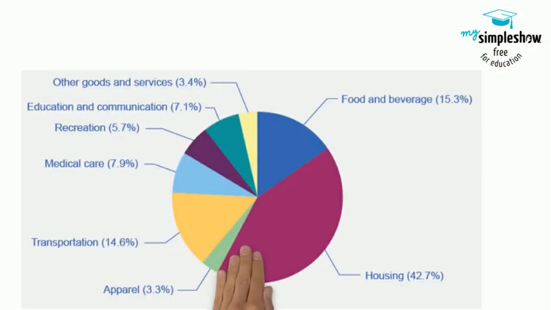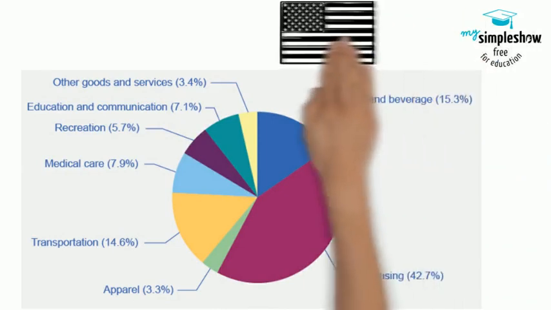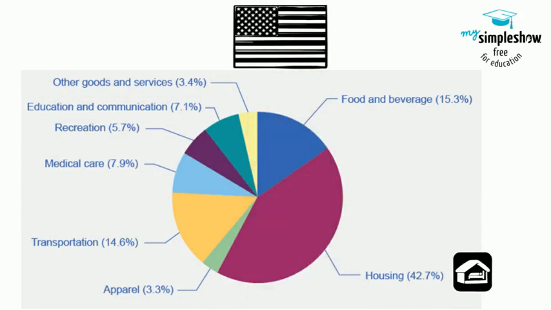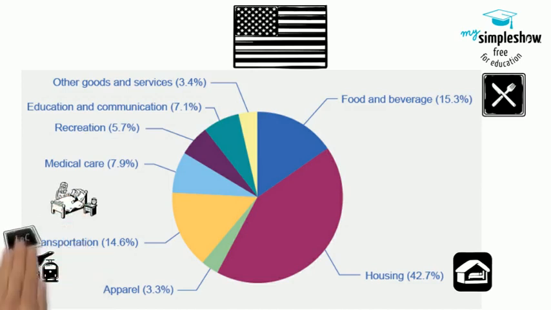Of the 8 categories used to generate the Consumer Price Index in the US, housing is the highest at 42.7%. The next highest category, food and beverage at 15.3%, is less than half the size of housing. Next is transportation, 14.6%, followed by medical care, 7.9%, education and communication, 7.1%, and recreation, 5.7%. Other goods and services, and apparel, are the lowest at 3.4% and 3.3%, respectively.